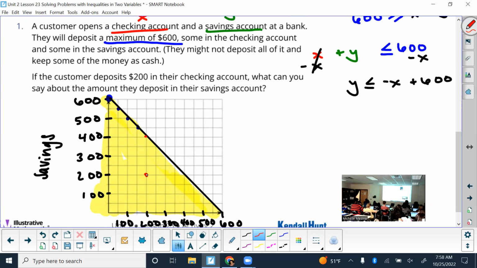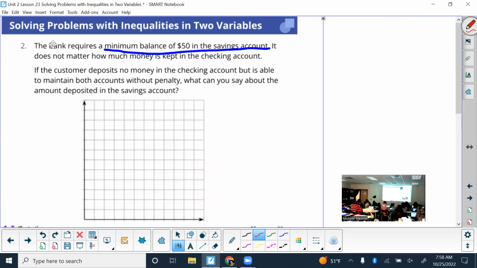All right, so for what you could say, the maximum she can have is 400, but she is also welcome to have below that too. Good. All right, so then the second part says that she now needs to have a minimum of 50 in the savings account. So then that kind of changes it.